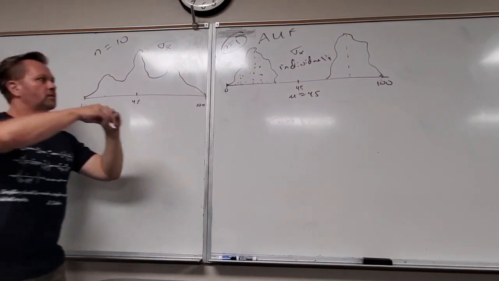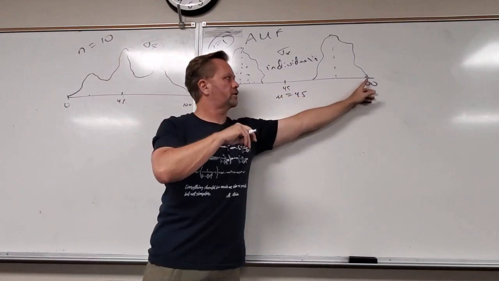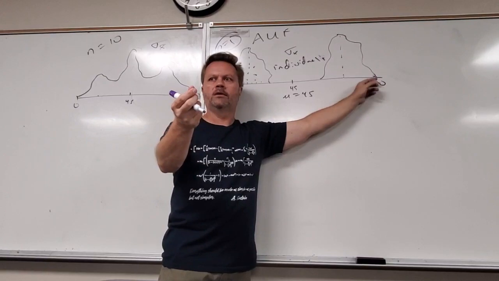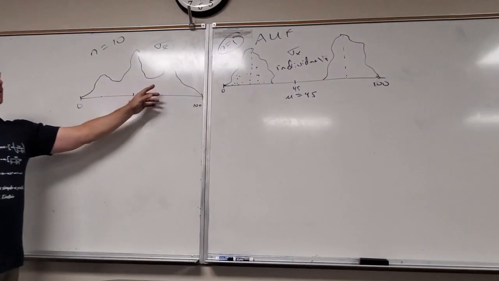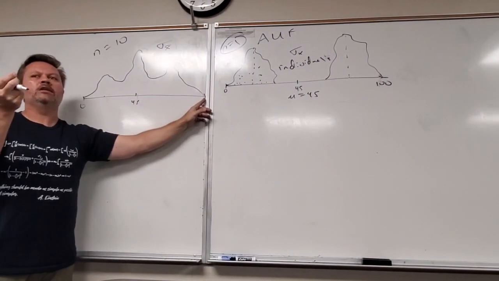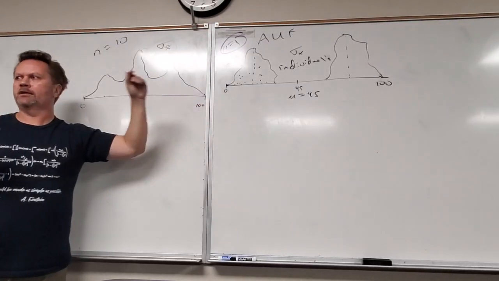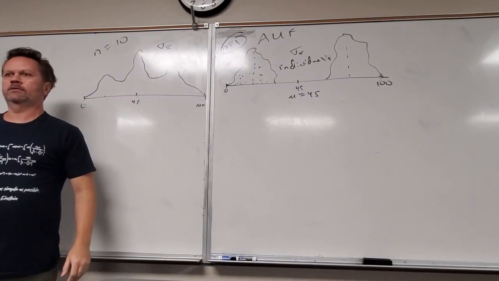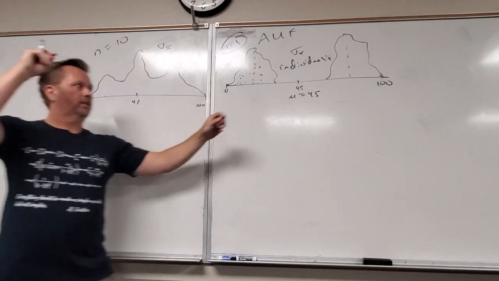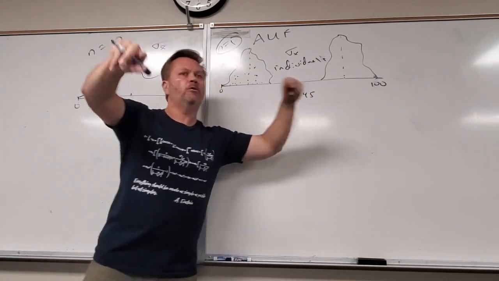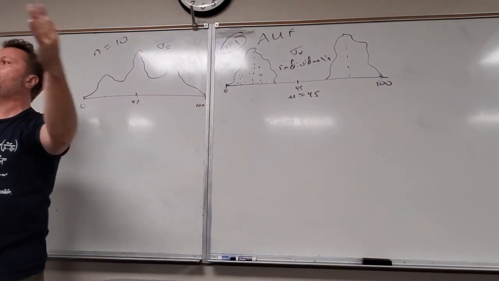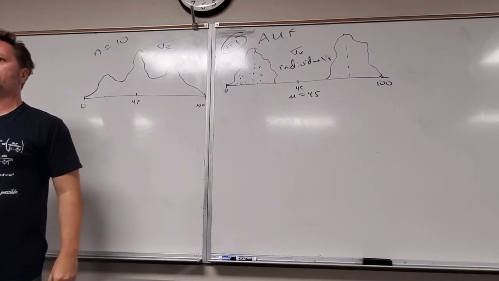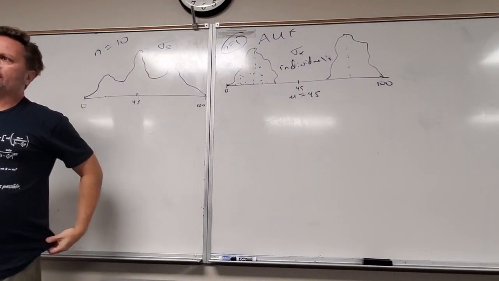So let me ask you this. Is it more likely I pick one person from here who's 100, or is it more likely that I pick a group of 10 who have an average age of 100? Which one is more likely? Is it more likely to pick one person who's 100 years old or to randomly pick 10 people who average to be 100 years old? Is it the same likelihood?